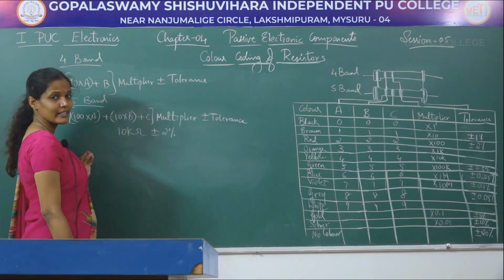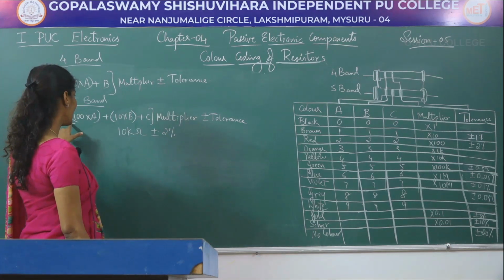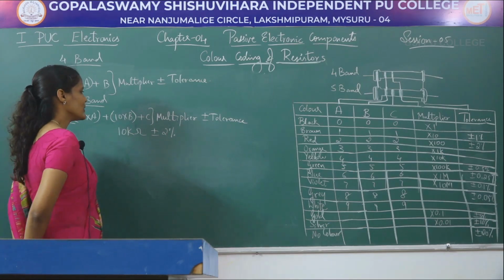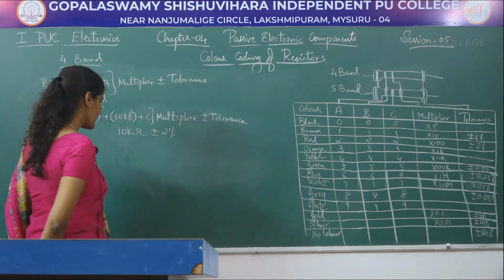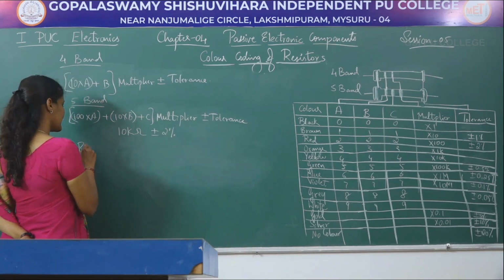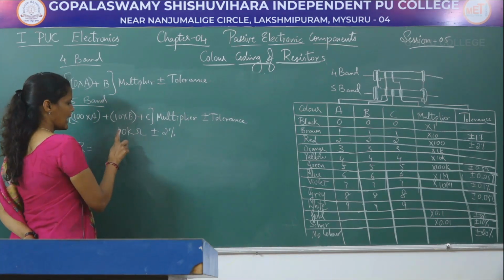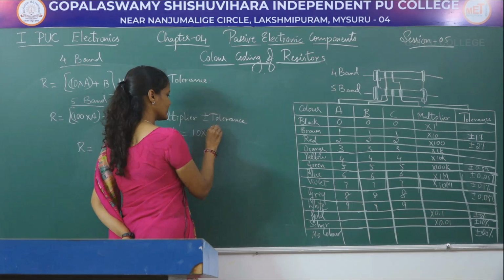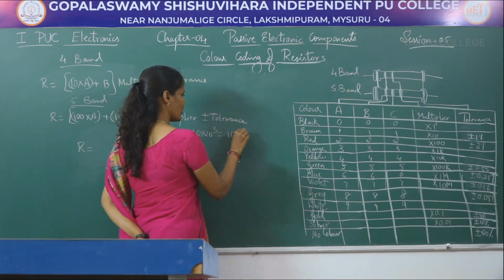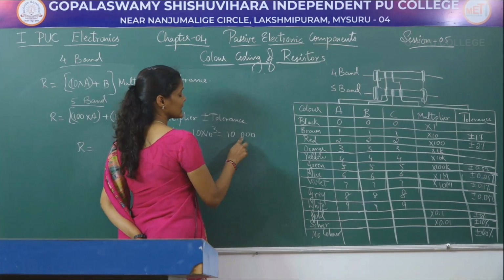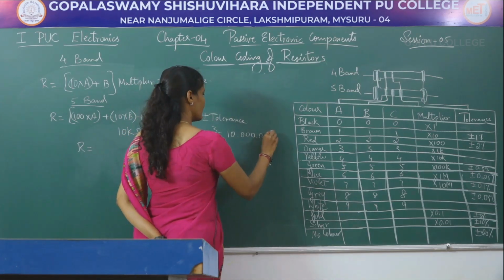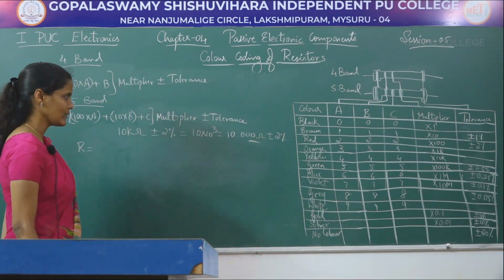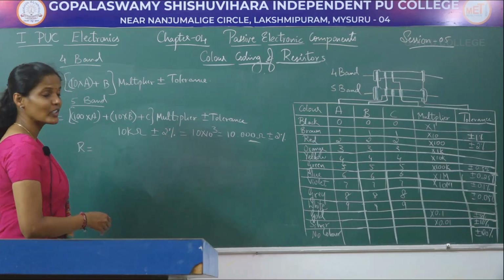So this is a 5-band resistor. For a 5-band resistor, I have to use this formula: R is equal to 100 into A plus 10 into B plus C, into multiplier, plus or minus tolerance. So R is equal to, here I have 10 kilo. 10 kilo is nothing but 10 into 10 to the power of 3, which is 10 followed by 3 zeros, that is 10,000 ohms plus or minus 2%. So this is the resistance value that is given. For this resistance value you have to find the color code.